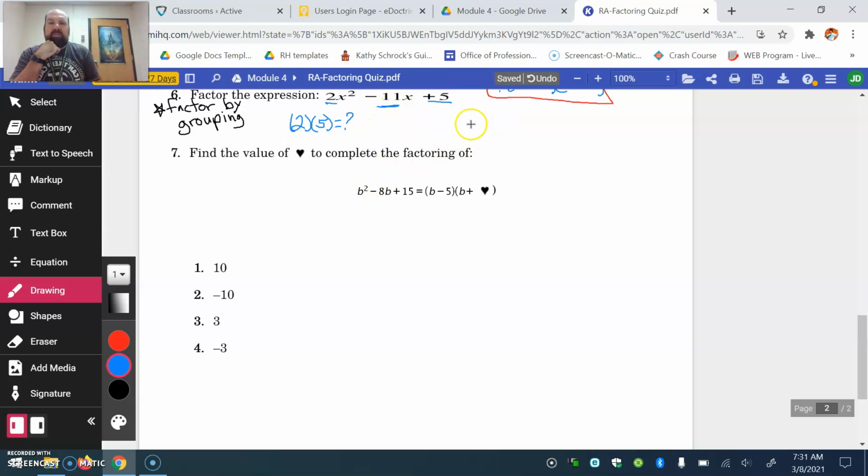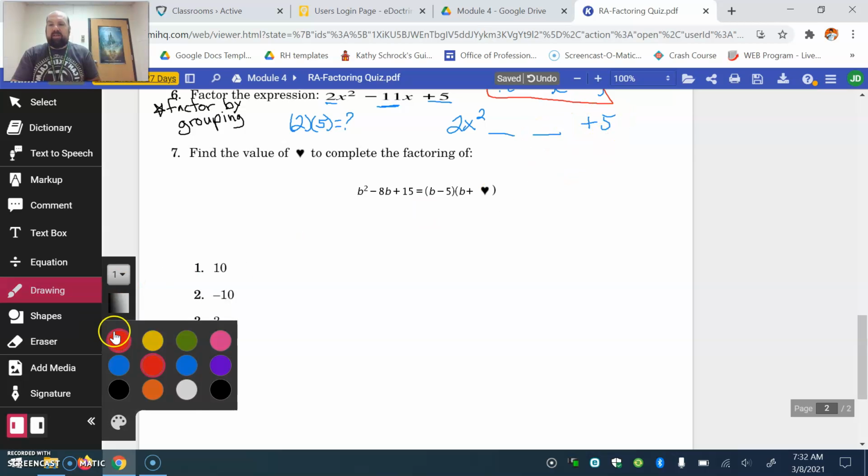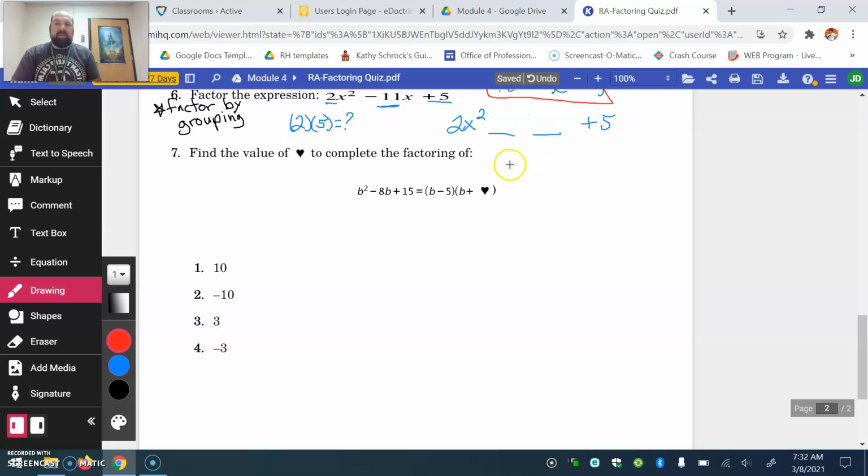When you're done, that gives you an expanded version of this trinomial. It'll look like this: 2x squared, something here, plus 5. Then, remember, there's a step where you're going to put a line in the middle, factor one side, factor the other, and then you should still end up with 2 binomials in your final answer.